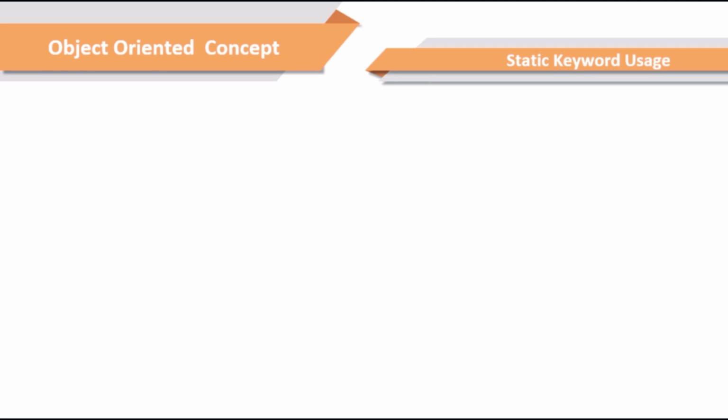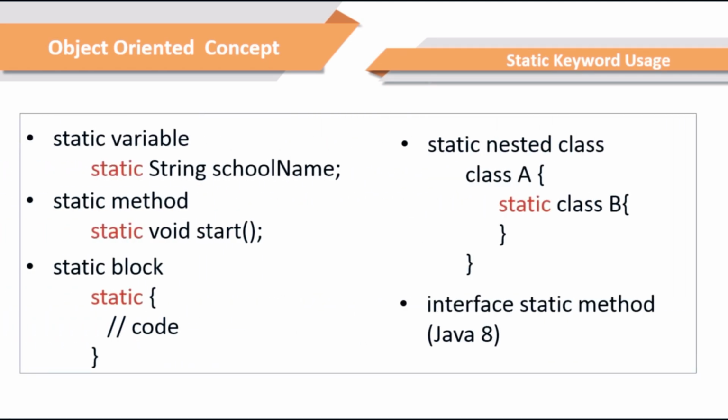Static keyword usage. So have a look at this slide. We use the static keyword to declare static variables, methods, blocks, inner class. And also, we'll be able to define the static method in interface classes in Java 8 and later. Static variable is used for fulfilling the common requirement.